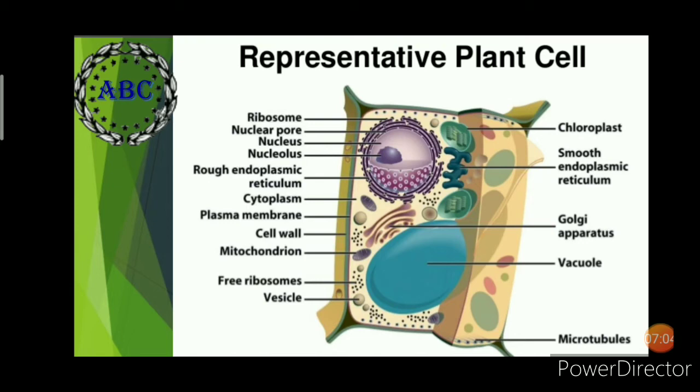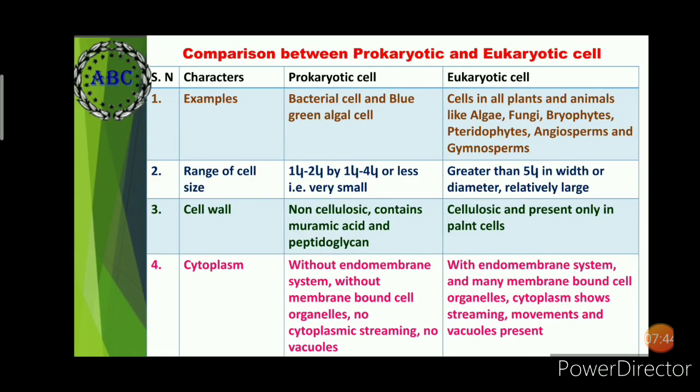Free ribosomes, polysomes are also present. Golgi complex, vacuole, mitochondria, chloroplast, these are well organized within the plant cell. This is a comparison between prokaryotic and eukaryotic cell along with the characters, illustrated in this table.